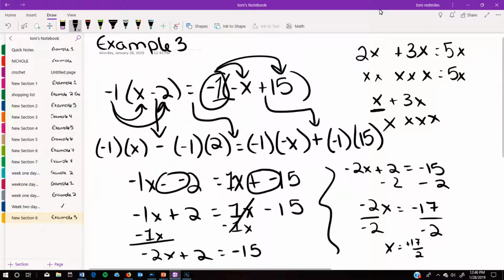So I can write it this way. I could write it as, well, 2 goes into 17 8 times with 1 left over, or I could put 8.5. Those are all correct answers. They all mean the same thing. They have the same weight.